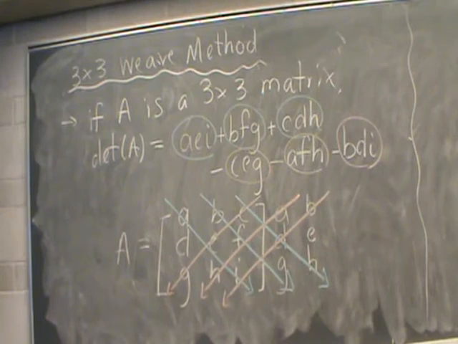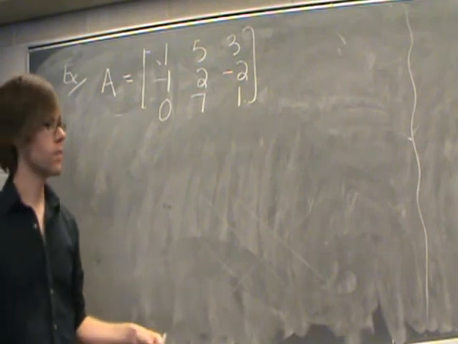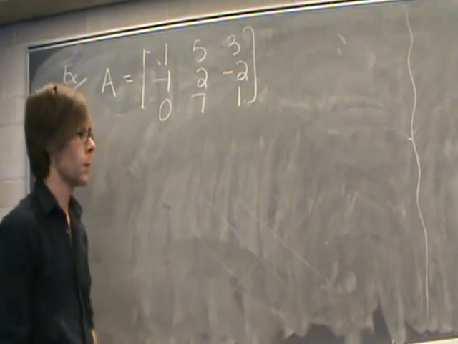After you finished calculating those first 3 terms, the next step is to draw 3 arrows down and to the left, starting in the upper right-hand spot. So we're going to get B, D, I, A, F, H, and C, E, G when we do this. Those products are going to be subtracted from your original 3 products that you added together. So let's take a look at an example of this 3 by 3 weave method, is what we call it.